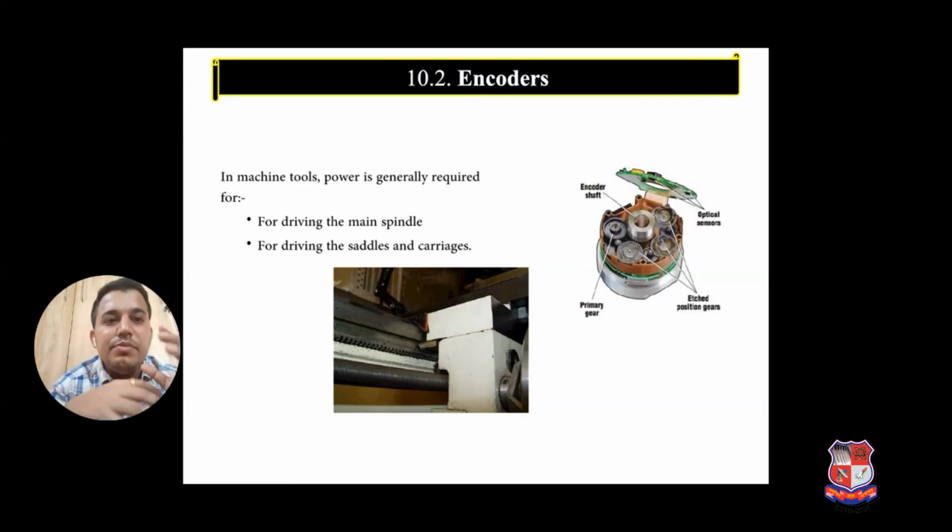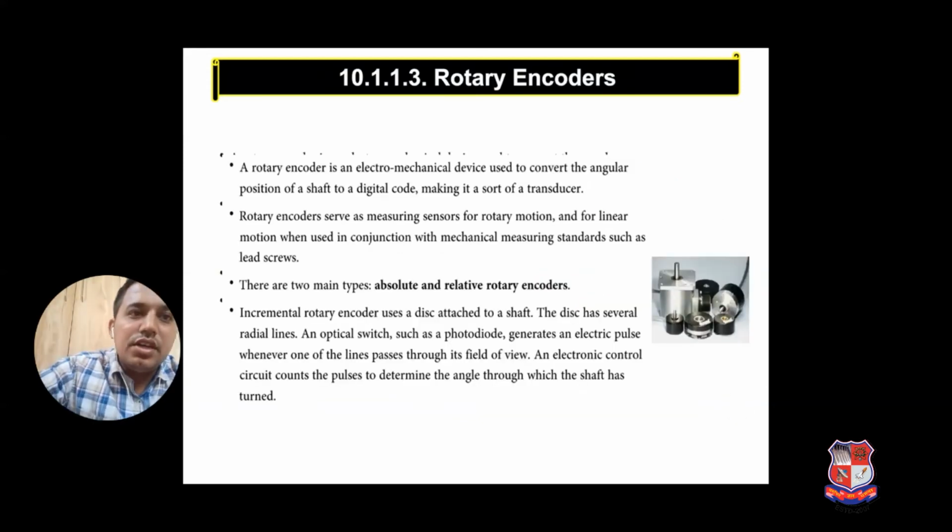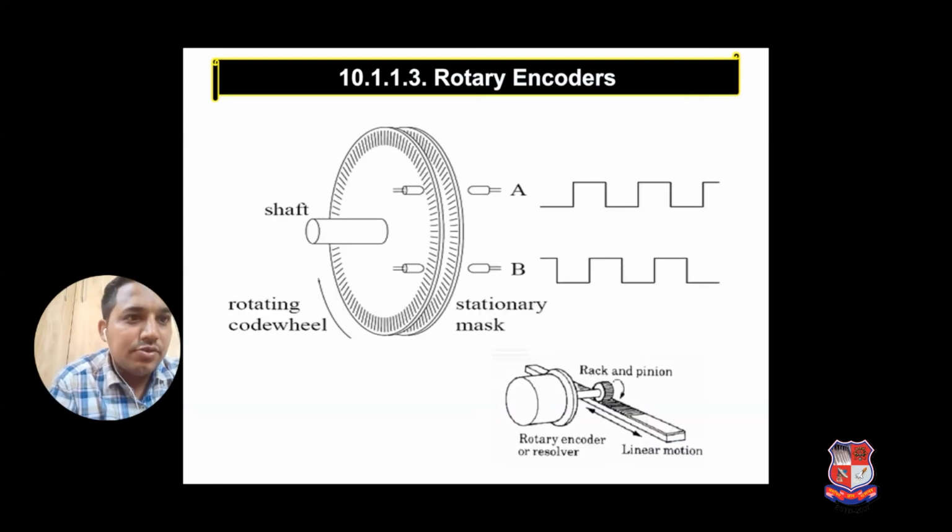Okay, so it will be a rotating part, and the saddle or carriage will be linear. So for rotation purpose we are using a rotational encoder, and for the linear purpose we are using a linear encoder. You can observe the rotational encoders are there. There are absolute and relative rotary encoders. I will directly present this rotary encoder in the diagram. If in an examination you have to use this figure.